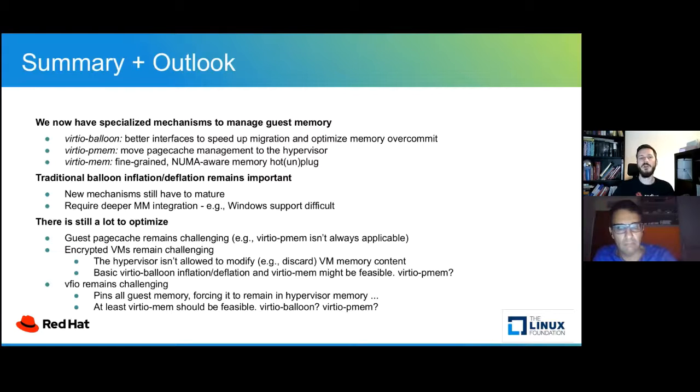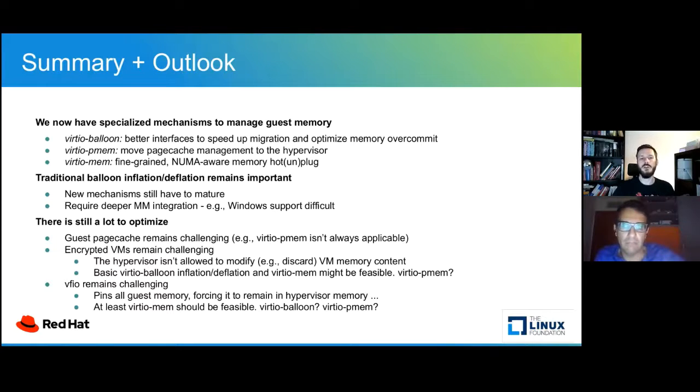Also, in general, there is still a lot to optimize. As Michael already mentioned, the guest page cache still remains challenging. So are other caches, like the application cache, if you mention something like that. For example, virtio-pmem isn't always applicable. And then you essentially are back to the same issue with the guest maybe consuming all of its main memory just for the page cache.